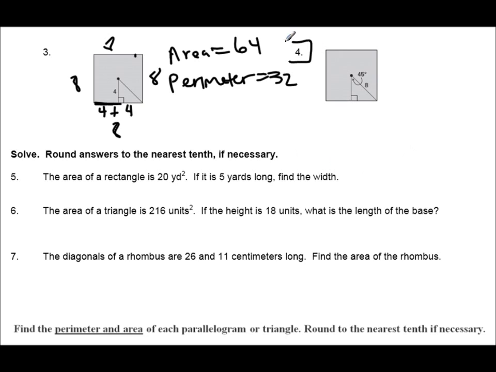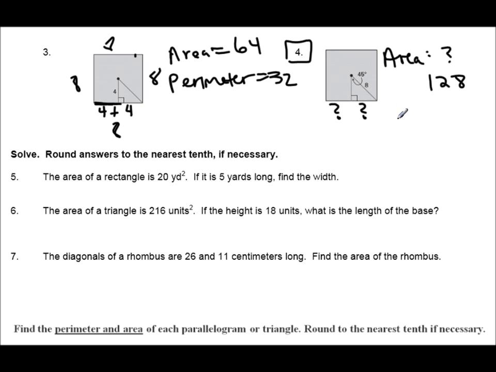Okay, you're going to do the same thing for number 4. You're going to use special right triangles to find this missing side, which will also be the length of this missing side. Pause the video and see if you get what I get for area. And so for the area, you should have gotten 128. If you didn't, pause the video, raise your hand, and ask me or ask a neighbor.